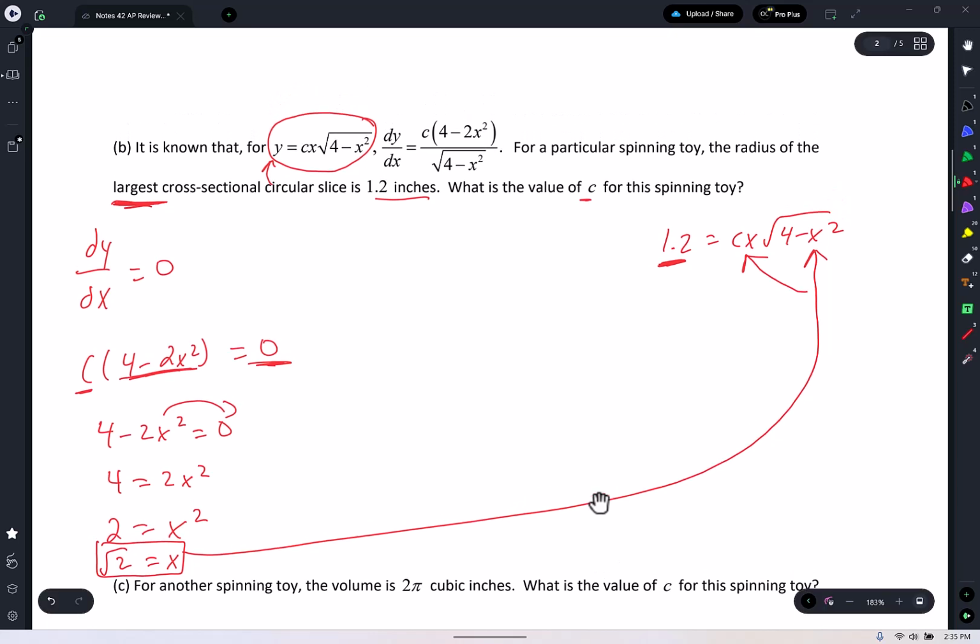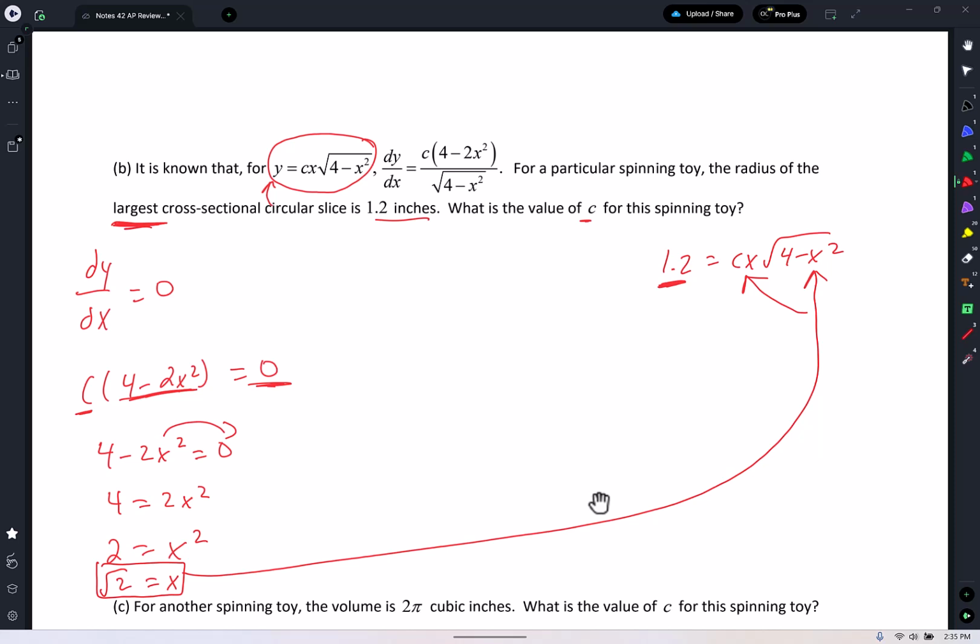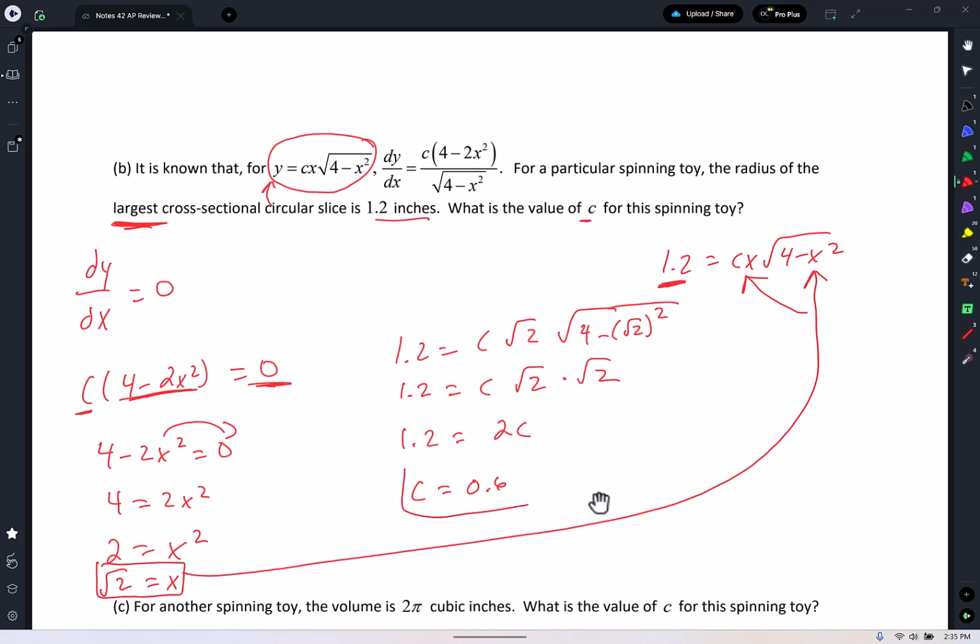The y value is 1.2. So here we go. 1.2 equals C times square root of 2 times square root of 4 minus square root of 2 squared. Square root of 2 squared is 2, and 4 minus 2 is another square root of 2. So 1.2 equals C square root of 2 times square root of 2. Square root of 2 times square root of 2 is 2. 1.2 equals 2C. So then I divide both sides by 2, and you get 0.6.